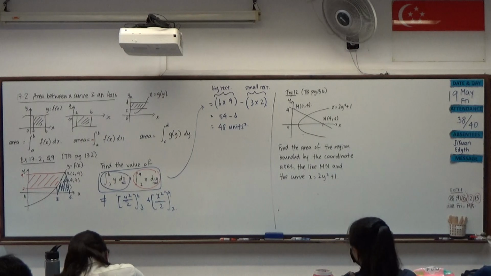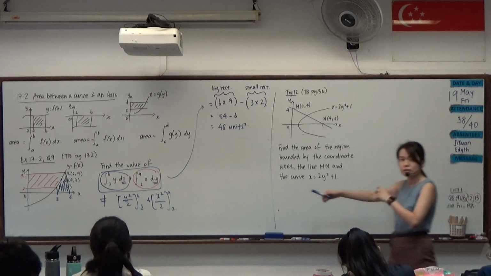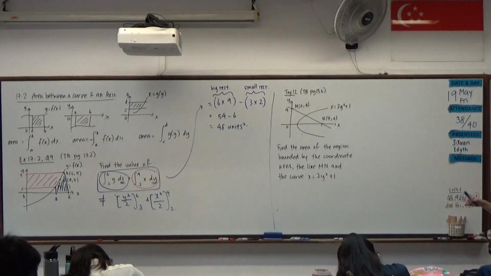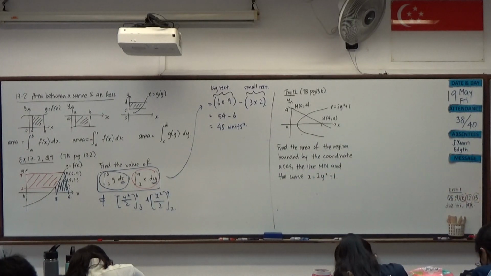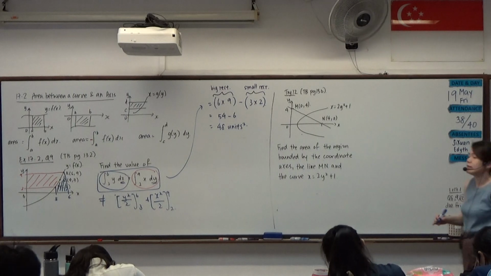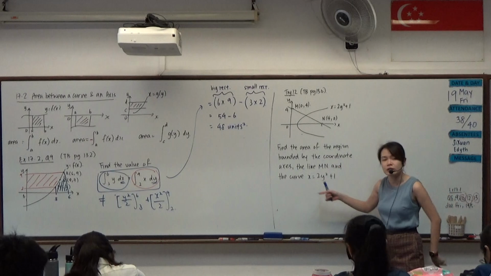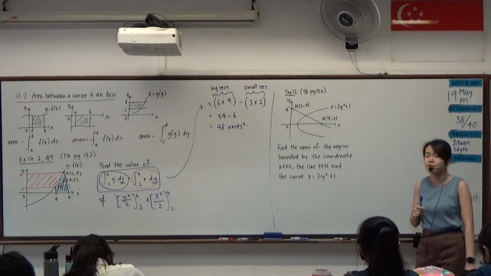For that one, for question 9, understand, right? Okay, let's look at try 12. So as mentioned before, don't expect that they will always shade the area for you. You must be able to interpret from the question where you are supposed to find the area.